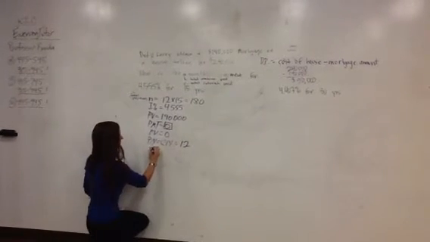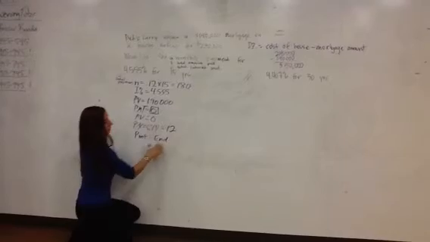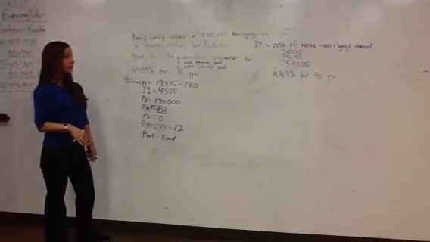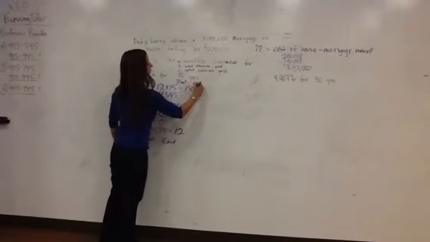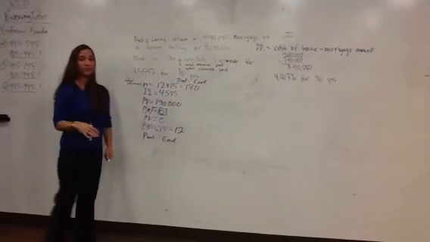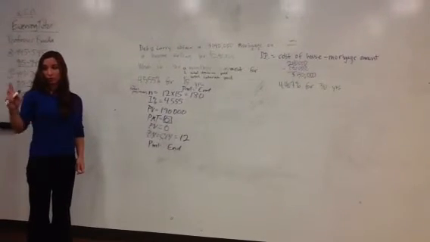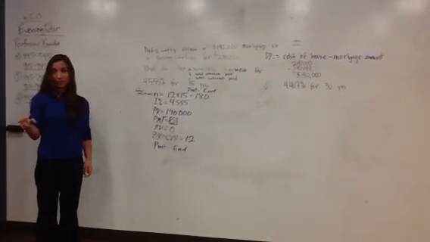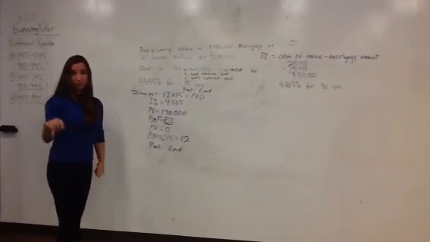Please make sure that if you have a TI, the bottom of your screen says payment end. If you have a Casio, then I think it says it up here on the top of your screen. It should be set to end and not begin to get the correct amount. So if you would type that into your calculator and see what you get, you could press pause.